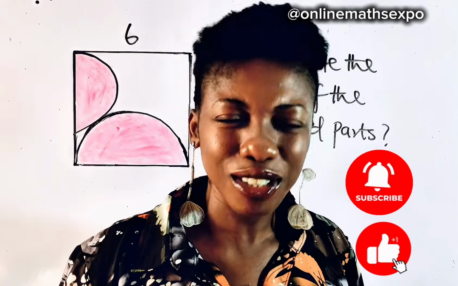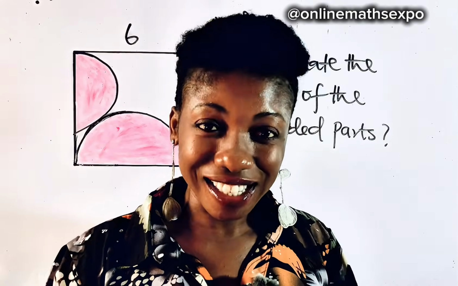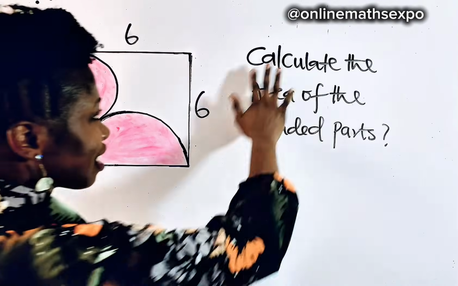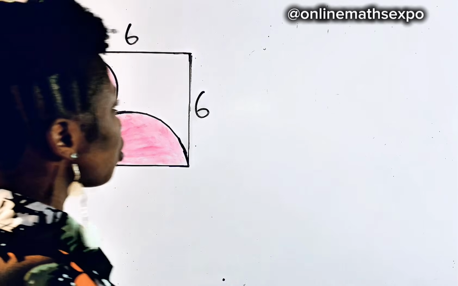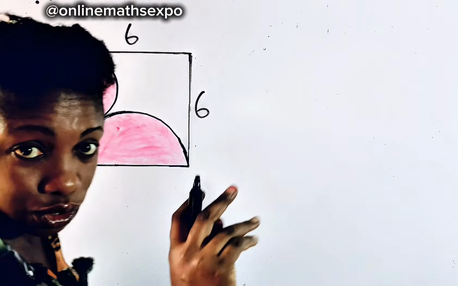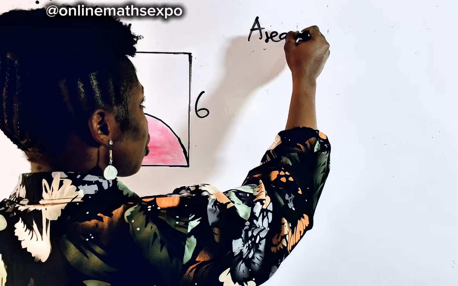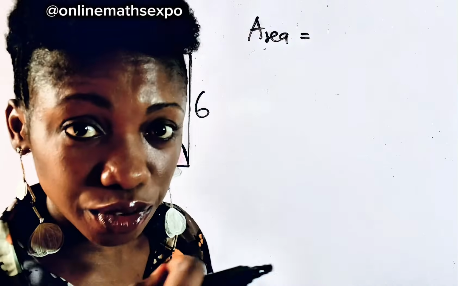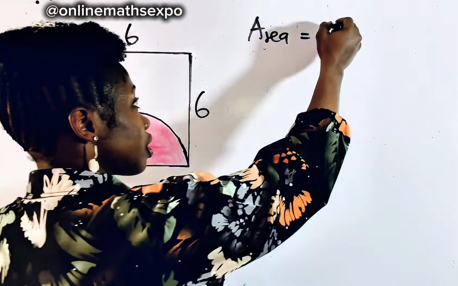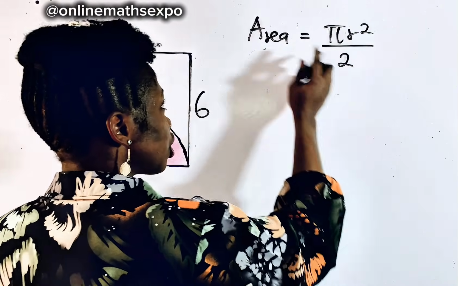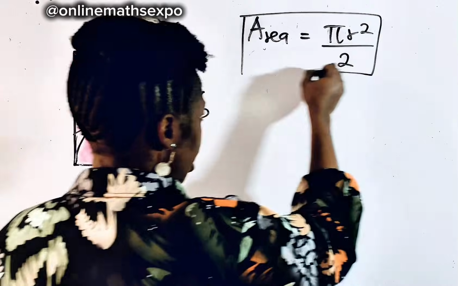How do we do that? Don't worry, I'm going to take you through that step by step. Each time you are working on half circles, just remember that the area of a half circle is always given as the area of a full circle, which is always pi r squared, then you divide it by 2. This gives you the area of a half circle.